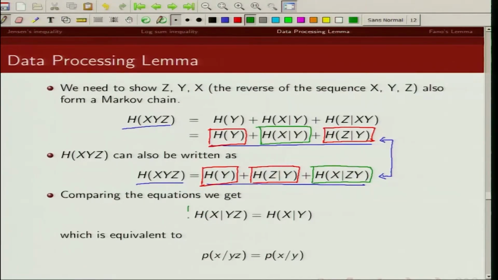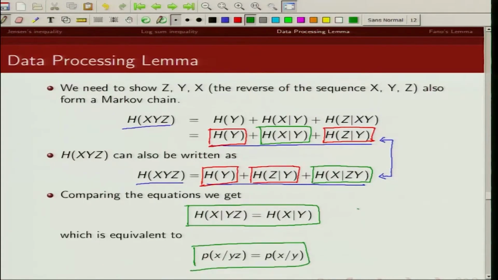So in other words, uncertainty in x given y z is the same as uncertainty in x given y. In terms of probability, I can write probability of x given y z is the same as probability of x given y. So when is this true? This is true when z, y and x form a Markov chain. In that case, probability of x given y z will only depend on probability of x given y.